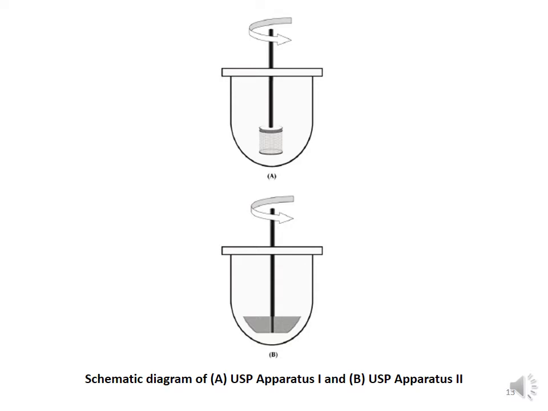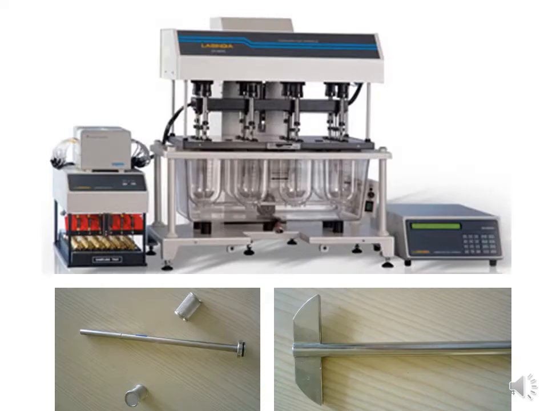Once again, this is a schematic diagram showing USP apparatus 1 and USP apparatus 2. This figure shows the type 1 and 2 dissolution apparatus. These are the beakers, inside a temperature controlled water bath. This is the basket, and this is the paddle. If we switch from a basket into a paddle, we switch from type 1 apparatus into type 2 apparatus.